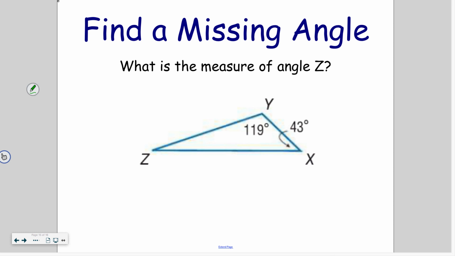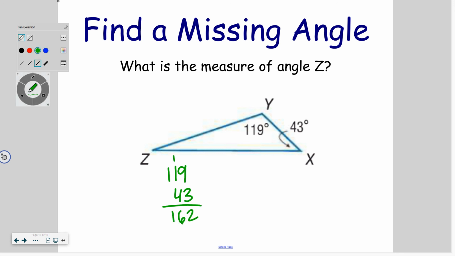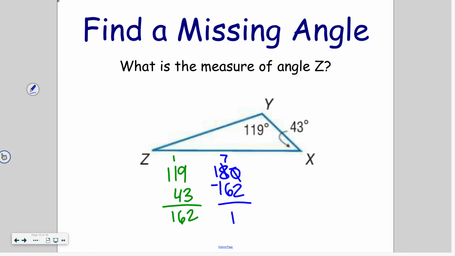Same kind of idea, but now instead of giving us a sentence, they give us a picture. We still want to start by finding out how much we have. So 119 plus 43, which gives us 162. You're then going to go ahead and do that subtraction from 180 to find out what's left over. So minusing 162, we end up with 18. So that means the measure of angle Z is equal to 18 degrees.